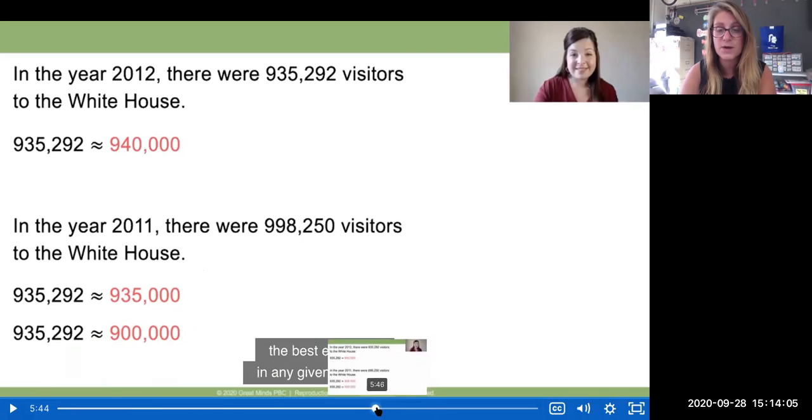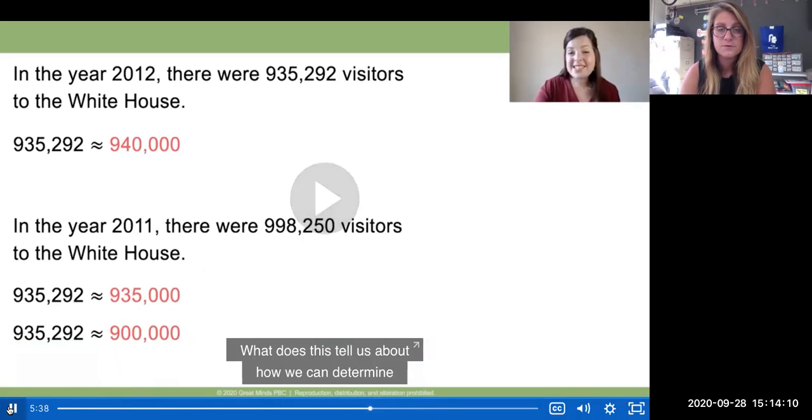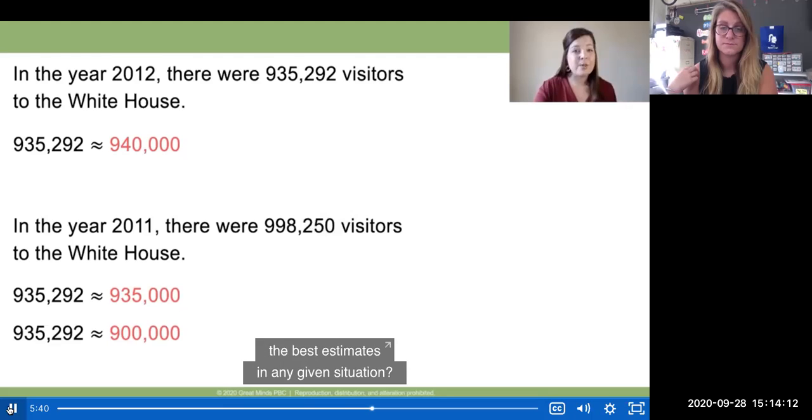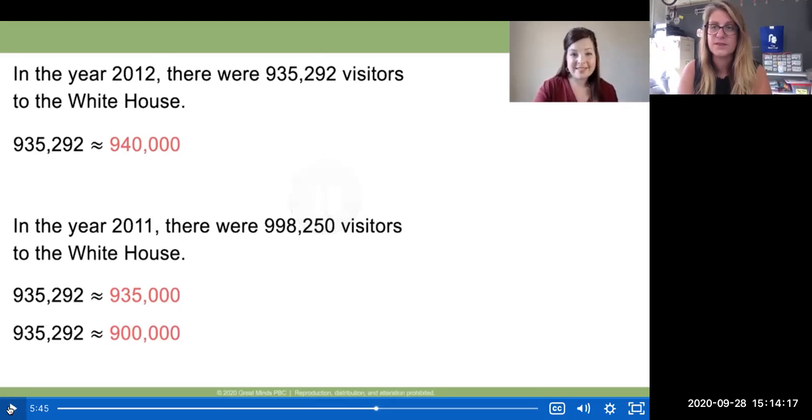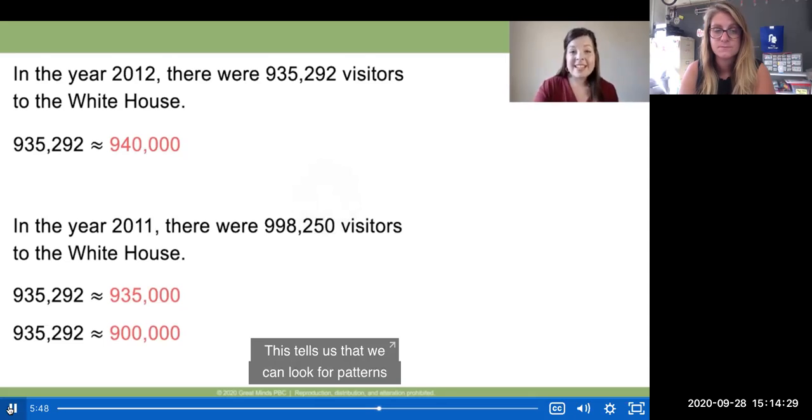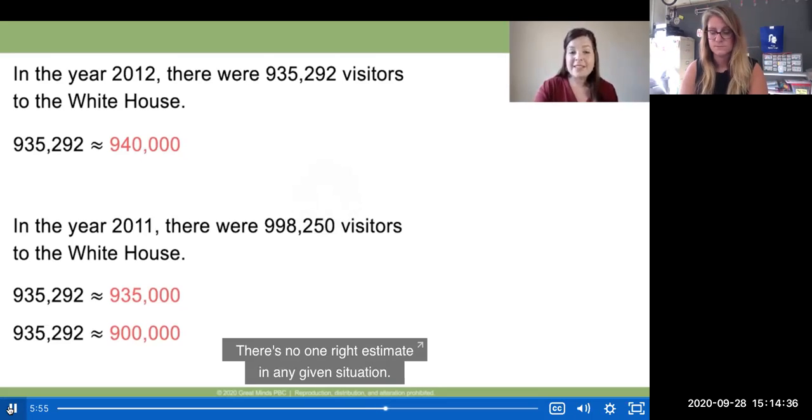So let's rewind a little bit and consider her question one more time. This tells us about how we can determine the best estimates in any given situation. Okay, so we're thinking about how can we consider the best estimate in any situation? What is our information telling us? This tells us that we can look for patterns or find data to help us make better estimates. There's no one right estimate in any given situation.